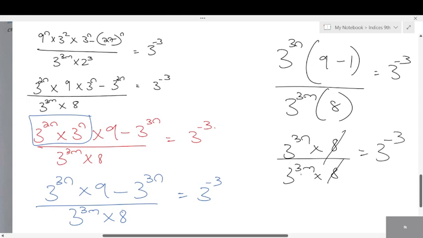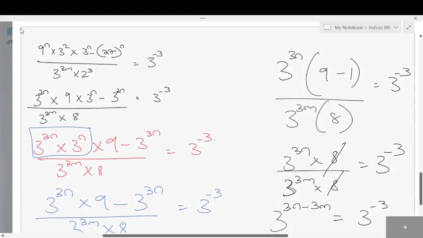Okay, now division is given. Apply the division rule. Both the bases are the same. How do I write it? 3 to the power of 3m minus n is equal to 3 to the power of minus 3n. Clear? Is it clear now?